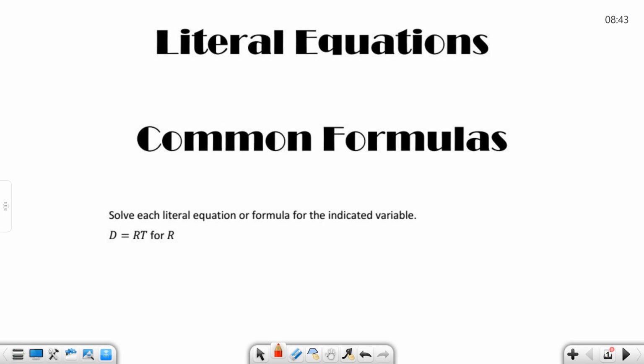Literal equations, common formulas, all right? So we want to solve each literal equation or formula for the indicated variable, and many of these formulas are things you would see in math and science all the time. So you may not see it with capital letters or lowercase letters, but let me say something about that. For instance, this first problem here, D equals RT. The D, the R, and the T are all capital.